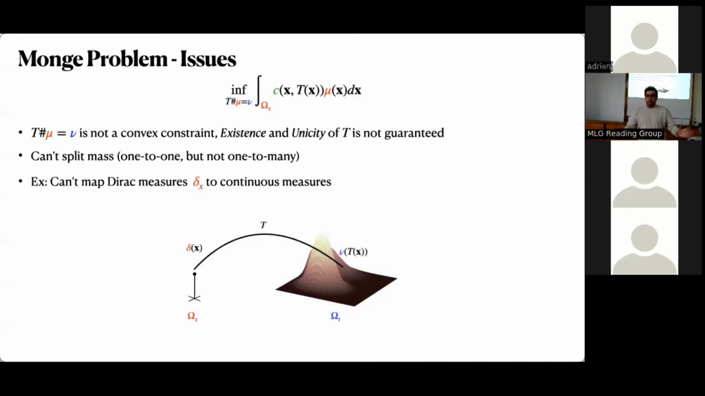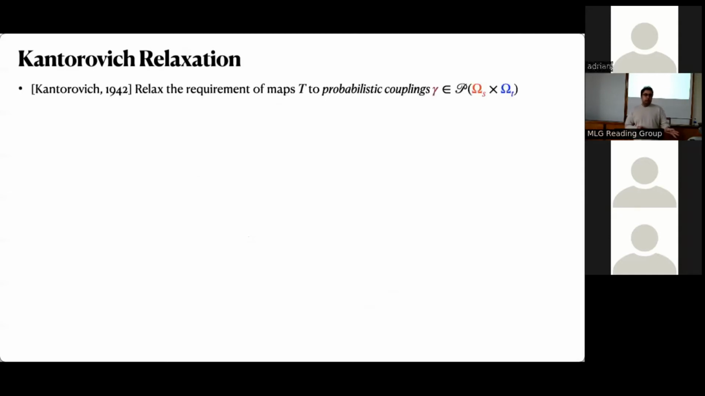And for the next 160 years almost, no one could really do anything about this until in 1942, a Russian mathematician by the name of Kantorovich came along, and he said that the constraints you have for the Monge problem are really too difficult to solve, because you want a deterministic map between mu and nu, and that's not really feasible in a lot of cases. So let's relax the requirement of these maps T from being deterministic to being a probabilistic coupling.